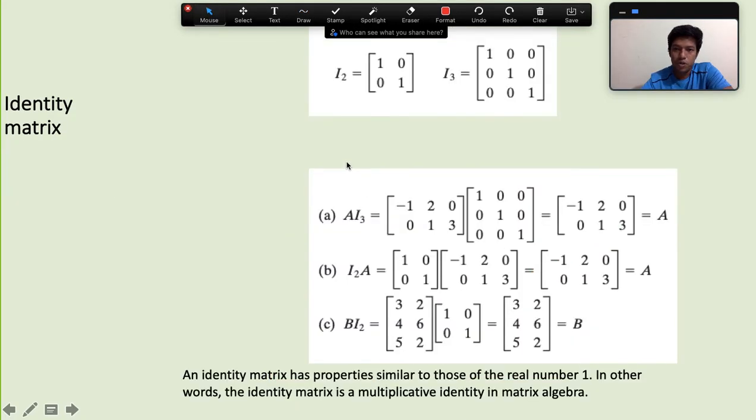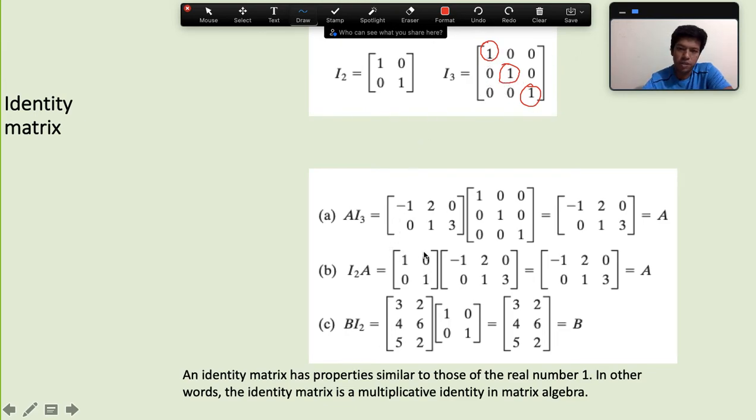Okay, no problem. So this is called the identity matrix. Identity matrix is when you have some matrix where just the diagonal elements are 1 and all other values are 0. This is called the identity matrix. The diagonal element is 1, everything else is 0.